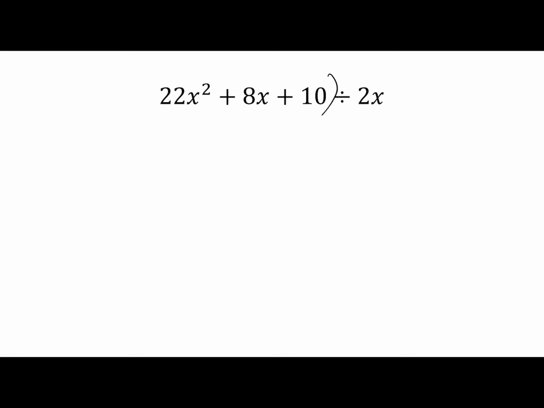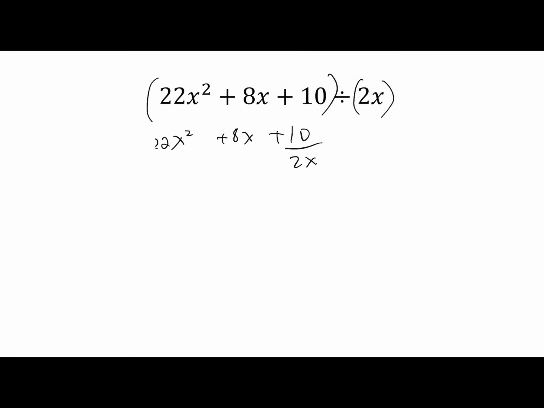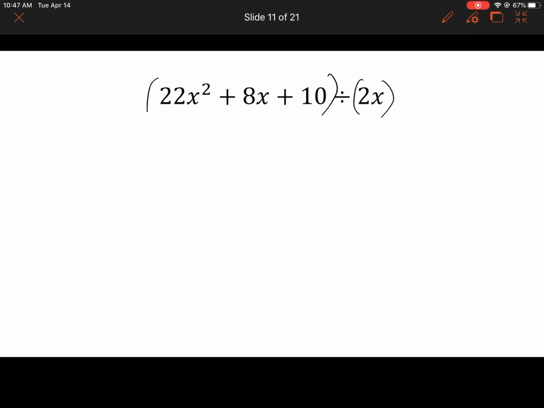So this one I actually made a mistake in. I did not put my parentheses. Okay. So if you don't have those parentheses on there, what this would have meant is this: 22x squared plus 8x plus 10 divided by 2x. Only the last term would get divided in that case. Okay, this problem would be too easy. It would be too quick. So I'm going to go ahead and change the question to have those parentheses, meaning that everything gets divided by 2x.